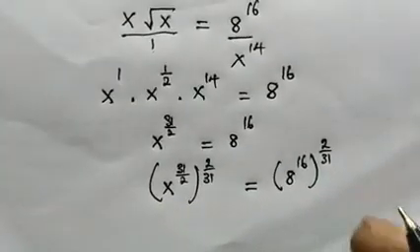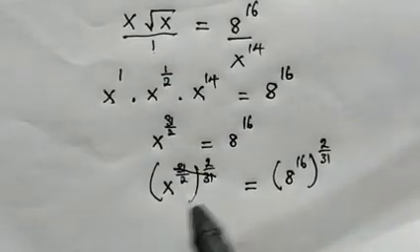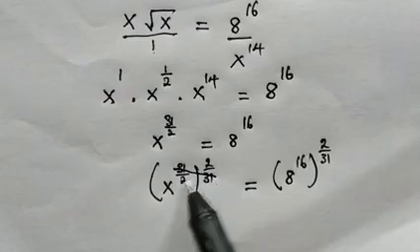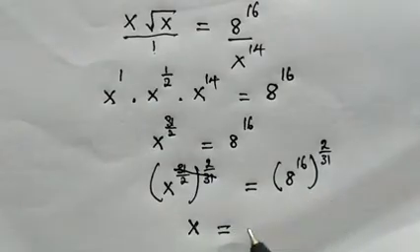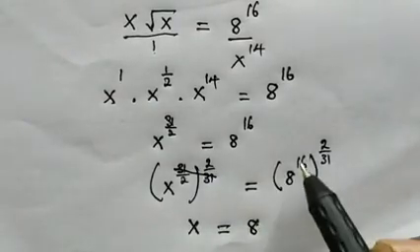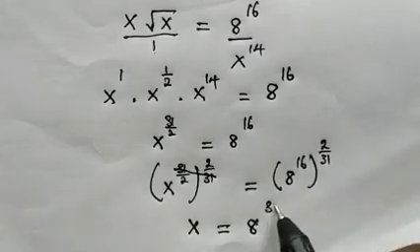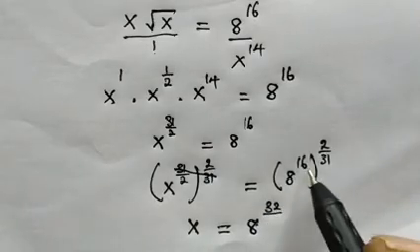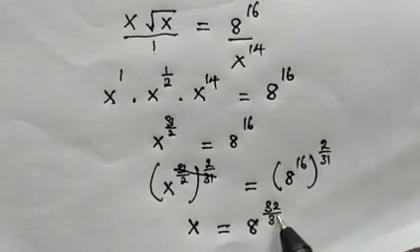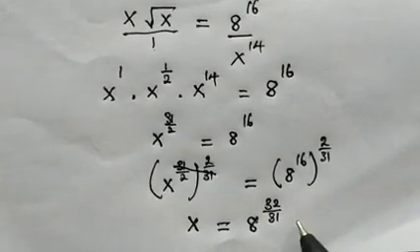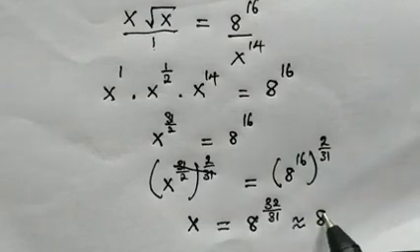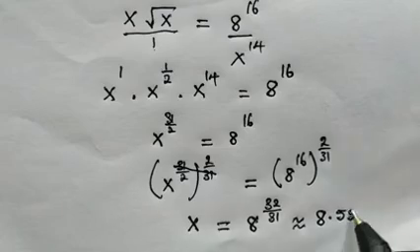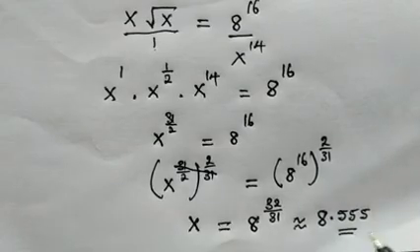So I think we'll have our solution now. You know this will cancel, right? Because 31 divided by 31 is 1, 2 divided by 2 is 1. So here we have our solution. X will be equal to, so here we get 8 to the power of 16 times 2 will give us 32 divided by 31. Amazing. So the value of x, that is the exact value, is 8 raised to the power of 32 divided by 31, which is approximately equal to 8.555. And this is the correct answer.